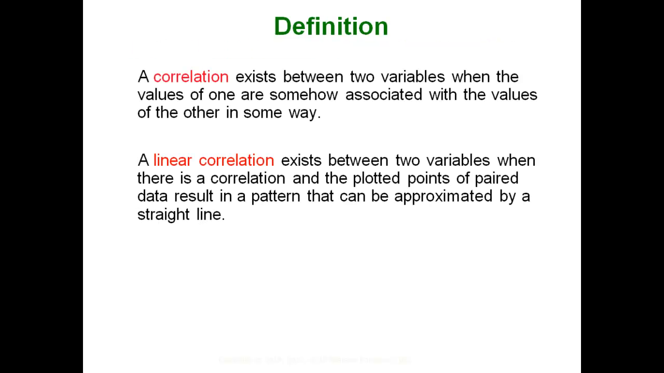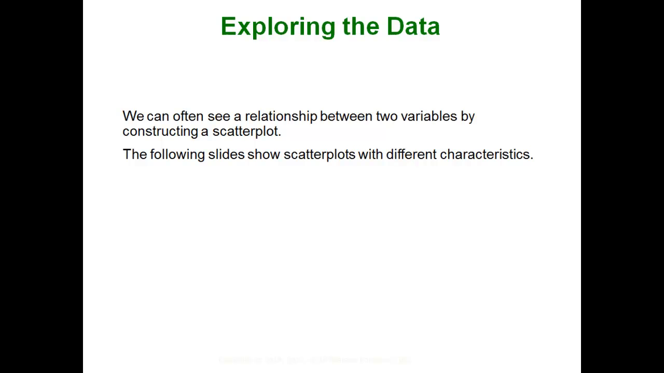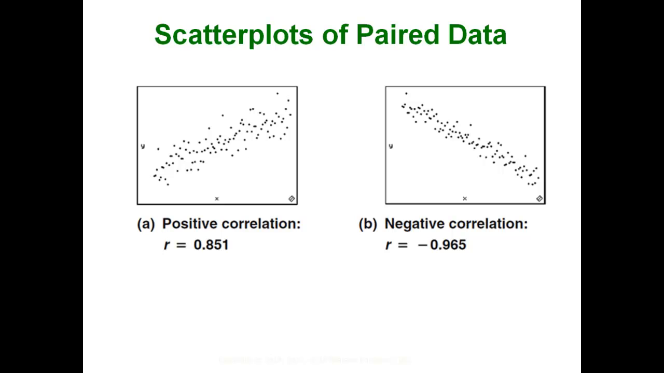So let's start with the basic concepts of correlation. As mentioned before, correlation exists between two variables when one variable is somehow associated with the other, right? A linear correlation exists when that relationship results in a straight line pattern if you were to plot the points out. Whenever trying to determine what kind of correlation your data has, the first thing you should always do is just run a scatter plot. So here are some examples.